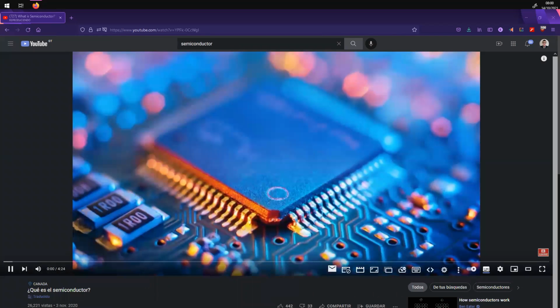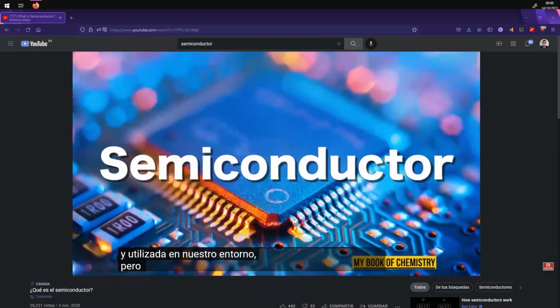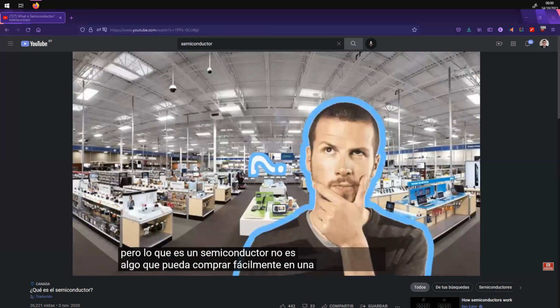The word semiconductor is widely known and used around us. But what is a semiconductor? It is not something that you can readily buy in a store.